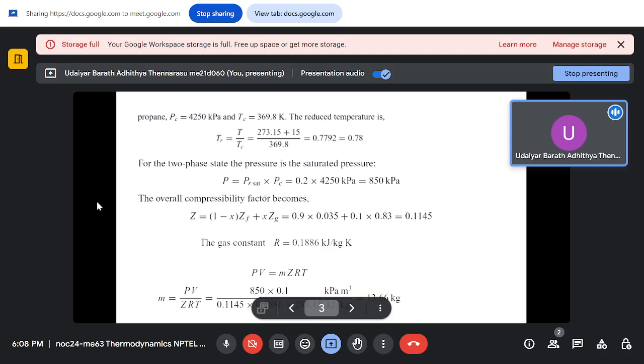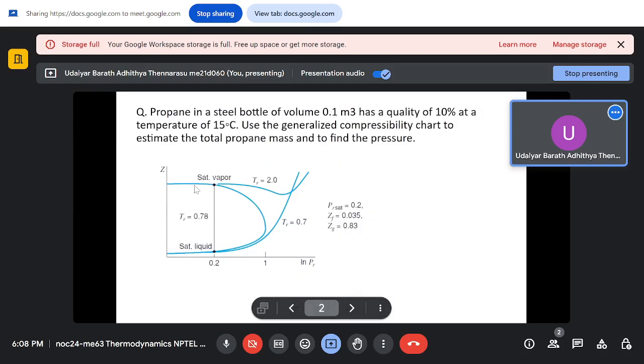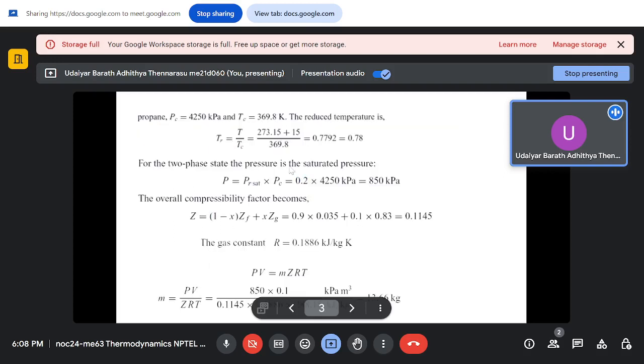Now we can find out the Z factors from the chart, corresponding to saturated vapor and saturated liquid for 0.2 and TR of 0.78. So the Z for saturated liquid is 0.035 and for gas is 0.83. And we know that the quality of the fluid is 10%, so X is 0.1, and 0.9 for the liquid fraction, since this is two phase.